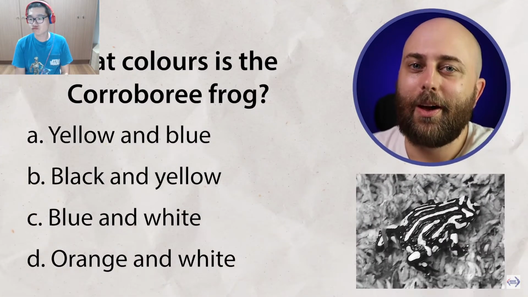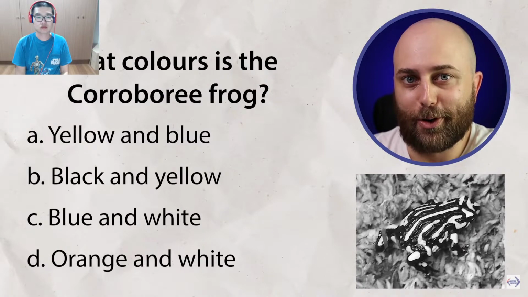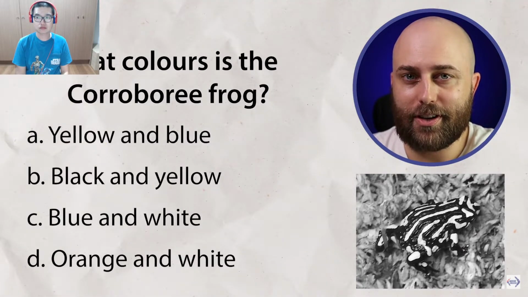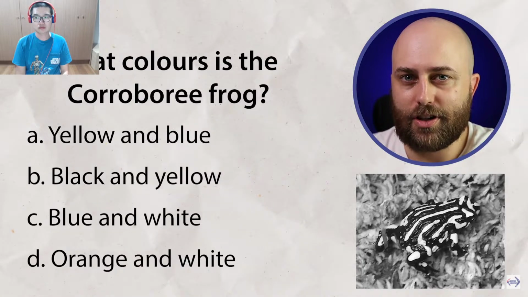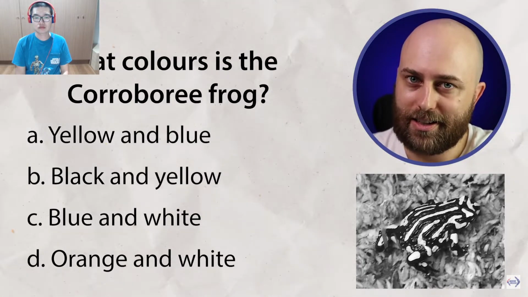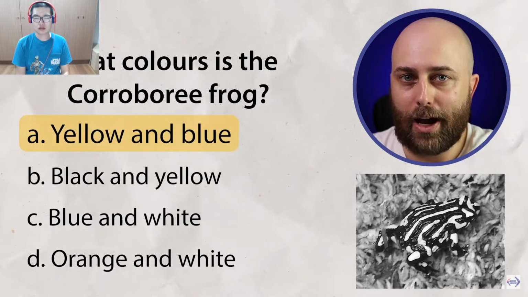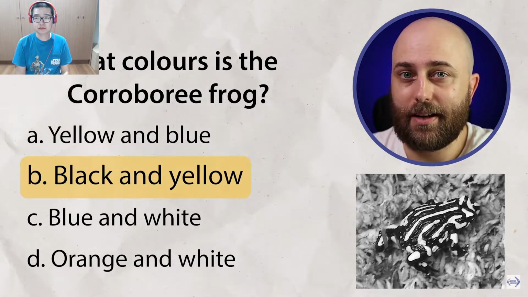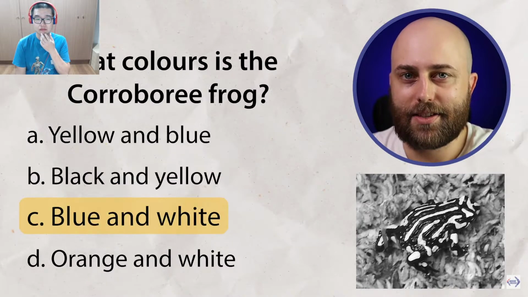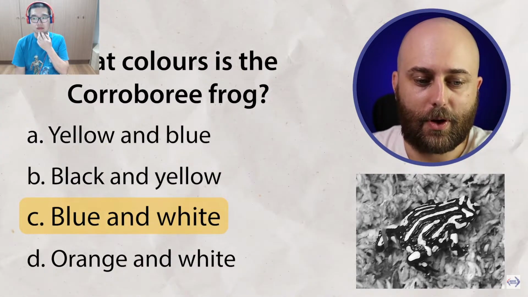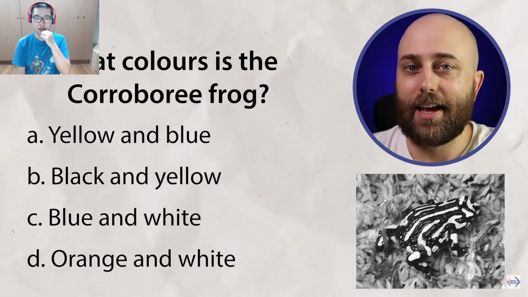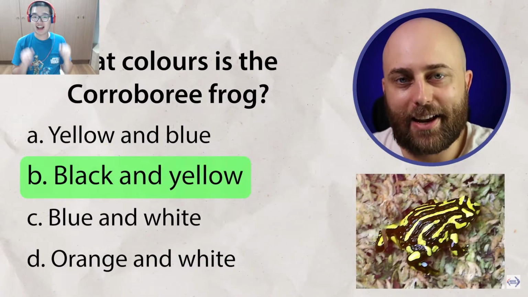Question 12. What colours is the corroboree frog? So this is a tiny little frog that's very endangered and it's found on the Great Dividing Range near Mount Kosciuszko, I believe. So what colours is this frog? A. Yellow and blue. B. Black and yellow. C. Blue and white. Or D. Orange and white. The answer is B. Black and yellow. These guys are very cute. They used to be in huge numbers. In fact, I think they were the largest biomass of any species in that ecosystem. But now there are only about 50 individuals left in the wild.